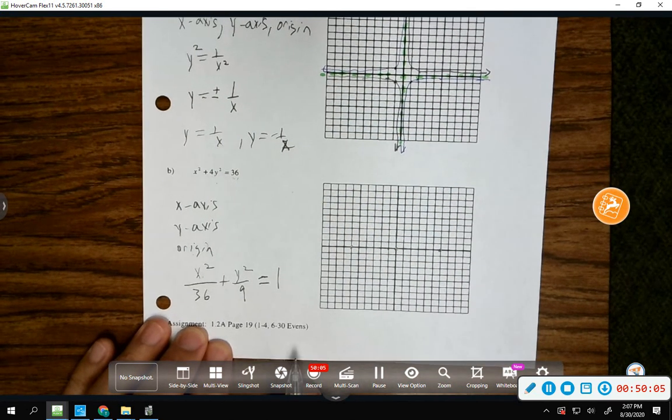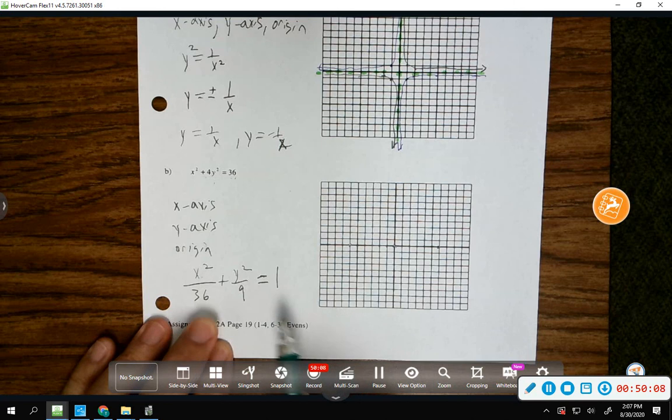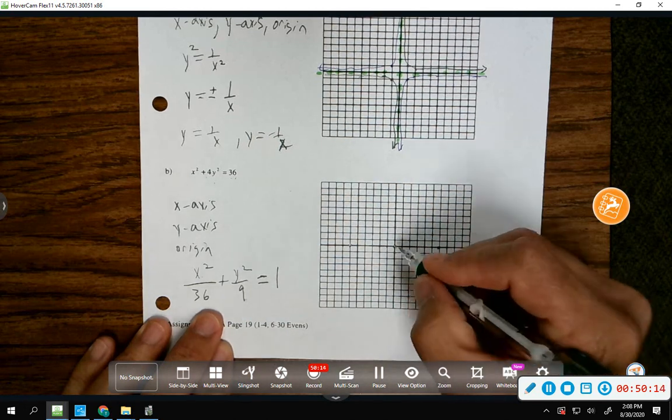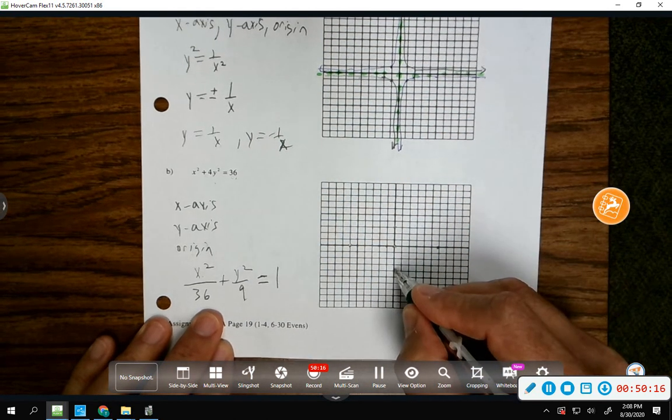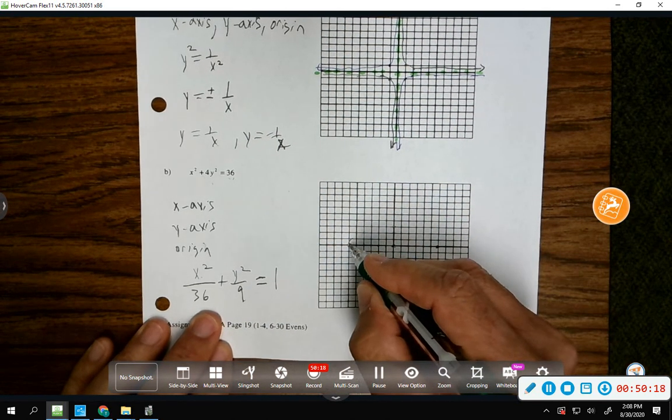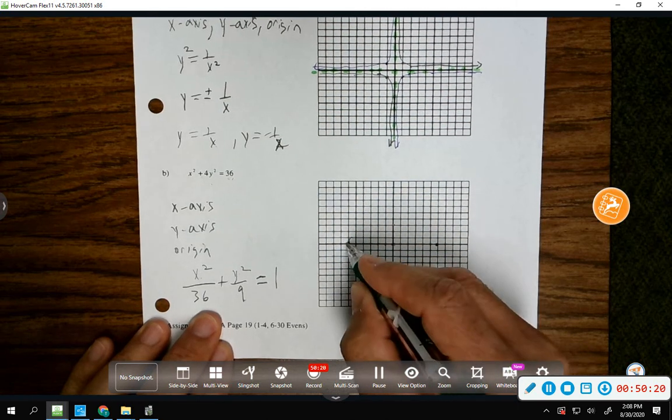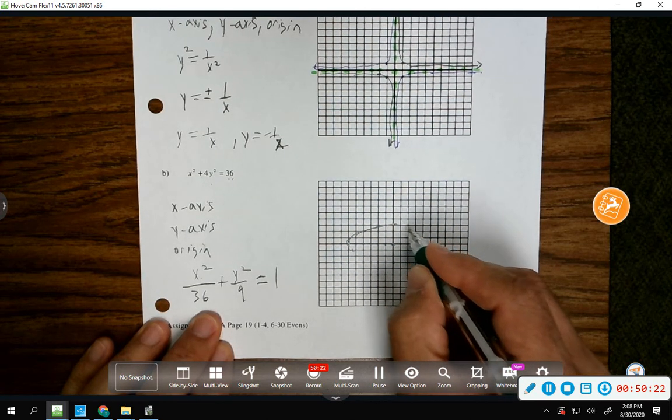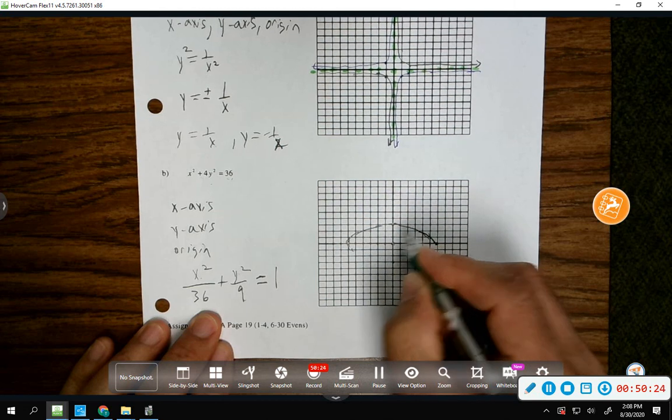It's 12 units long. The square root of the smaller number is 3. And it's underneath the y. That's why I'm going to go up 3 and down 3 to find the endpoints of my minor axis. And I'm just going to sketch this nice ellipse in.